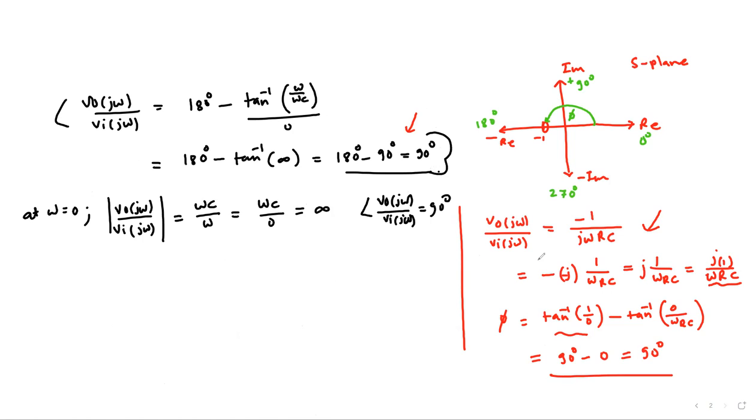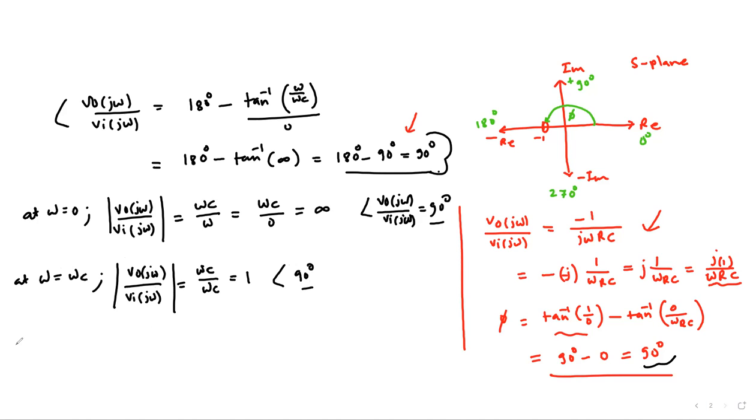At omega equal to omega c, which is the cutoff frequency, let's obtain the value for the magnitude, which would be omega c divided by omega c. That's nothing but 1. And again, the angle is 90 degrees. And at omega equal to infinity, the magnitude takes the form of 0, and the angle is 90 degrees.